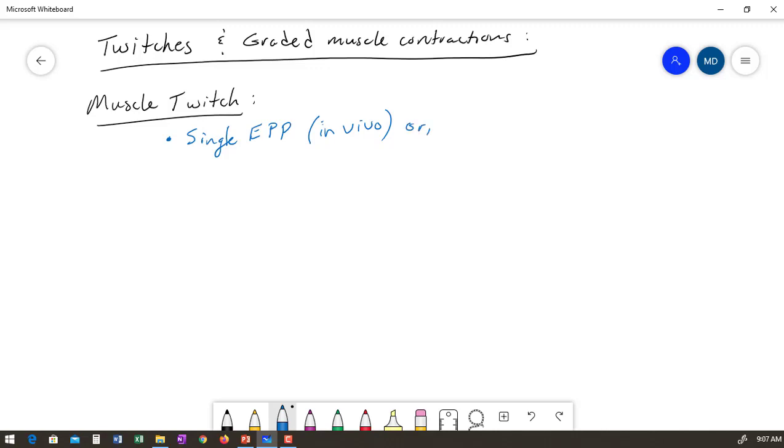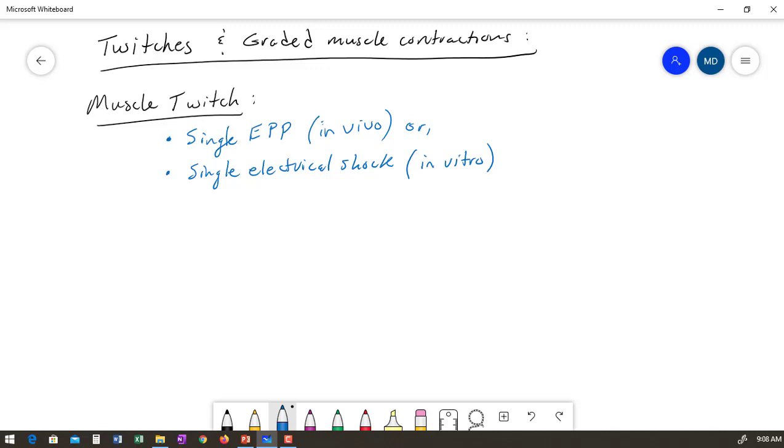So a single EPP will happen in vivo, so inside a living body, or it will take place due to a single electrical shock. Now, a single electrical shock would be in vitro. I'm sure that you probably heard of in vitro fertilization. That refers to something that takes place outside of the body, is what in vitro means. So in vitro fertilization is where fertilization takes place usually in some form of a test tube, right? Referring to these test tube babies, as they used to call them. Here, in vitro again means outside of the body.